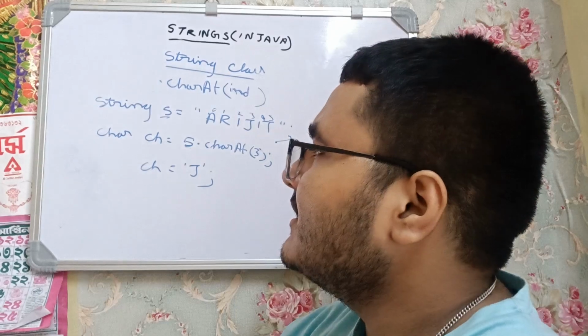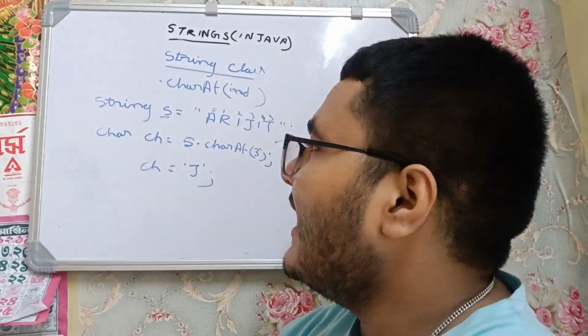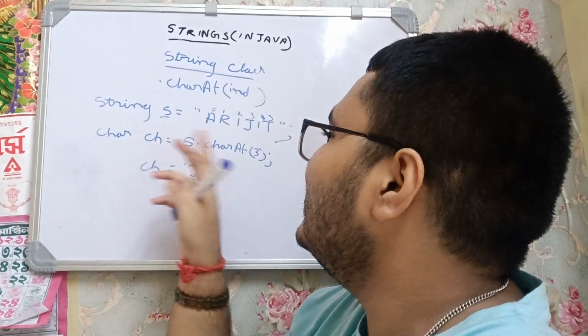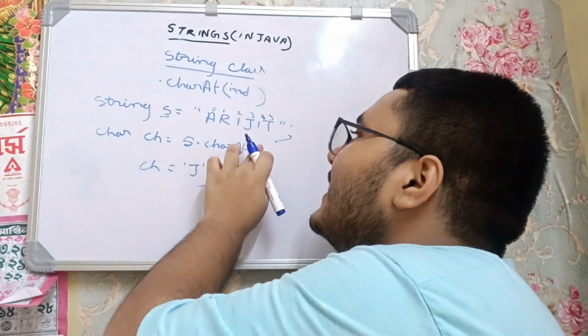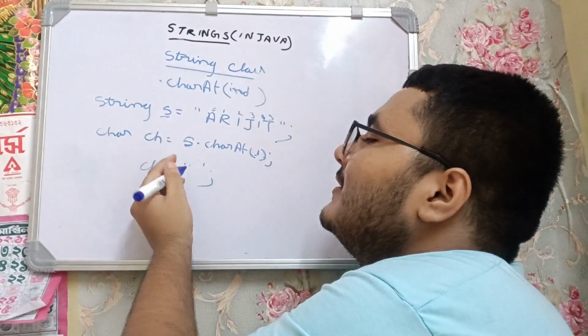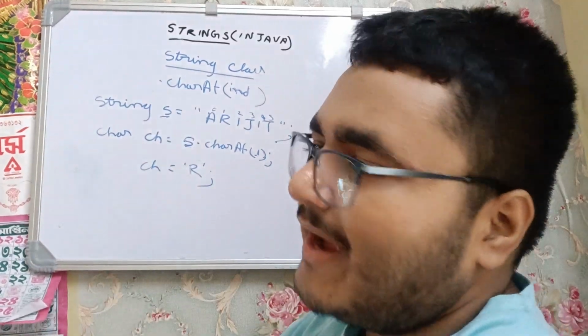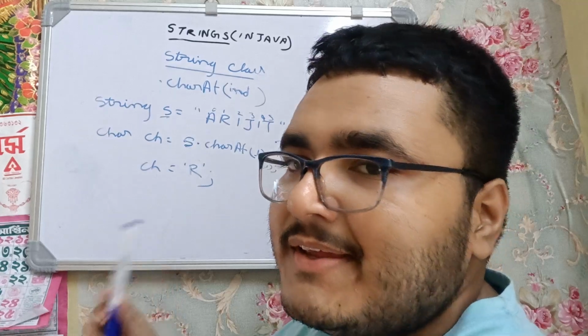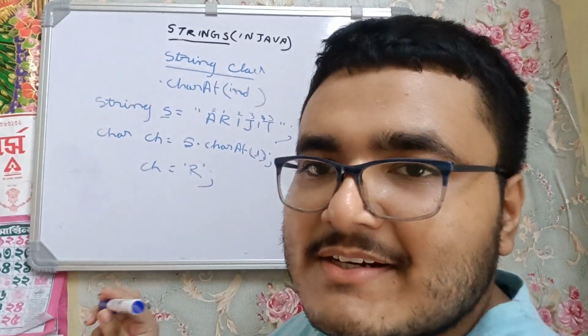And now what is more left? We have certain comparison functions. Anytime you can return, if you write here charAt of 1, it will return you r. And naturally charAt returns a character data type, as you can see. It can return only one character at a time. It cannot return a string.